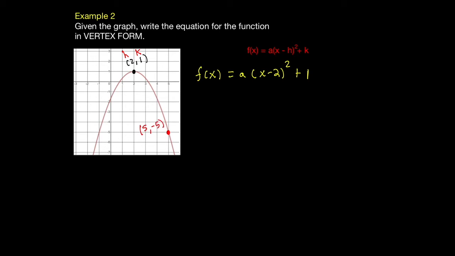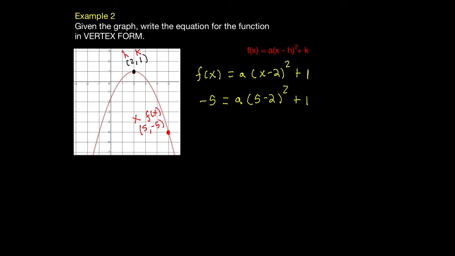The first value is going to replace x, the second value is going to replace f of x. Making these substitutions, I'm going to replace f of x again for negative 5. I have a, and then x, I'm going to replace it for a 5. So I get a times the quantity 5 minus 2, squared, plus 1.